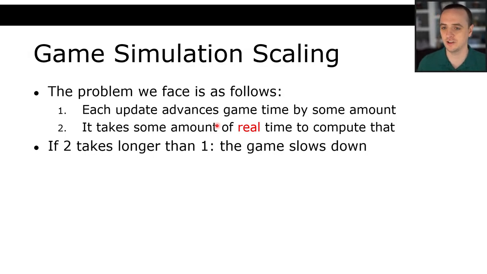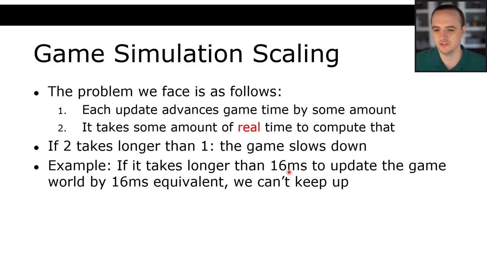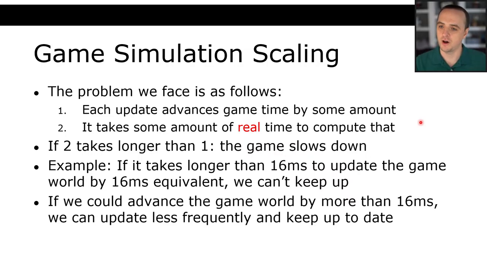So 16 milliseconds in the real world is like 16 milliseconds in the game world. But if it took us 100 milliseconds to compute that 16 milliseconds of the game, then the game is going to seem like it's slowing down. So if it took longer than 16 milliseconds to update the game world by its 16 millisecond equivalent, then we can't keep up with this computation. But if we could advance the game world by more than 16 milliseconds, then we could update less frequently and keep up to date.